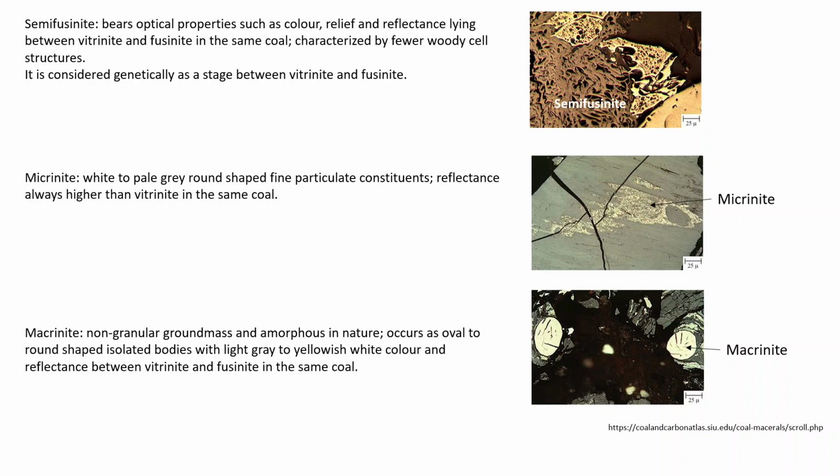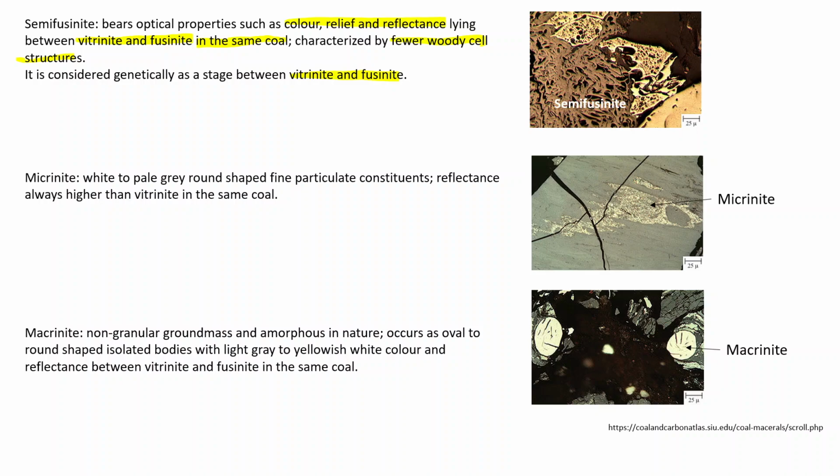Next is the semi-fusinite. Semi-fusinite has optical properties such as color, relief, and reflectance lying between vitrinite and fusinite in the same coal. So it is higher than vitrinite and lower than fusinite. It has fewer woody cell structures. It is considered genetically as a stage between vitrinite and fusinite. If you see in this diagram, the bright colored, that is yellowish, are all fusinite, while the one which is slightly dull is the semi-fusinite.